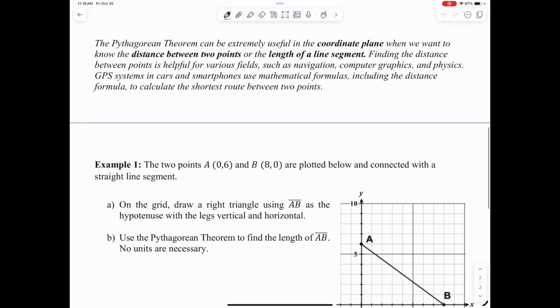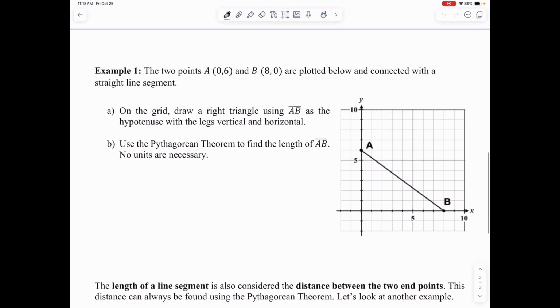boxes. So it says the Pythagorean theorem can be extremely useful in the coordinate plane when we want to know the distance between 2 points or the length of a line segment. Finding the distance between points is helpful for various fields, such as navigation, computer graphics, and physics. GPS systems in cars and smartphones use mathematical formulas, including distance formula, to calculate the shortest route between points. How many of us are using our smartphones or GPS to get us from one location to another? So this is where it is used.